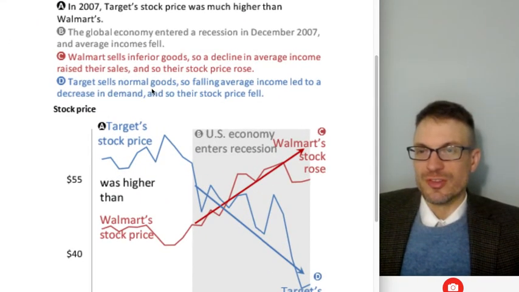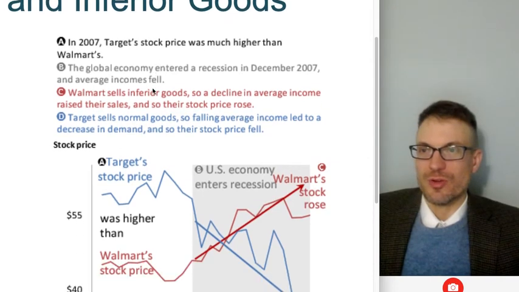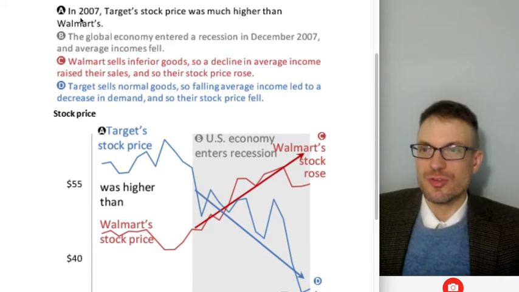So here's an example of normal and inferior goods. In 2007, Target's stock price was higher than Walmart's. Well, the economy entered a recession in 2007. Walmart sells inferior goods, so a decline in average income raised their sales and the stock price rose. Target sells normal goods, so falling average income led to a decrease in demand, so their stock fell.